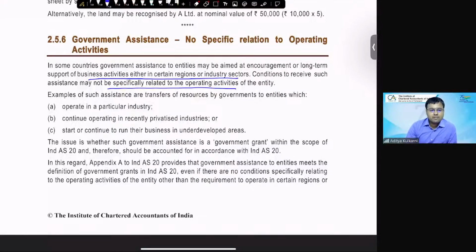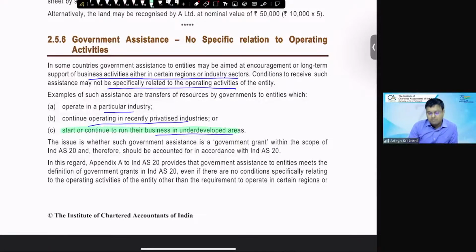Like for example, transfer of resources to entities which operate in a particular industry, continue operating in privatized industries, or start or continue to run the business in underdeveloped areas. Most common is the last one.